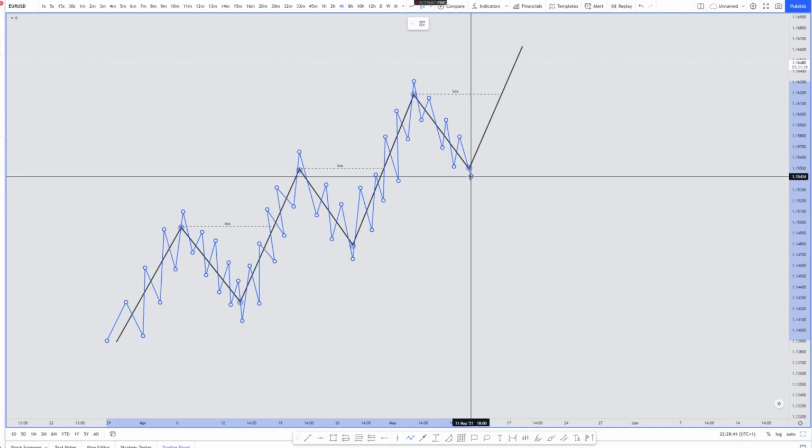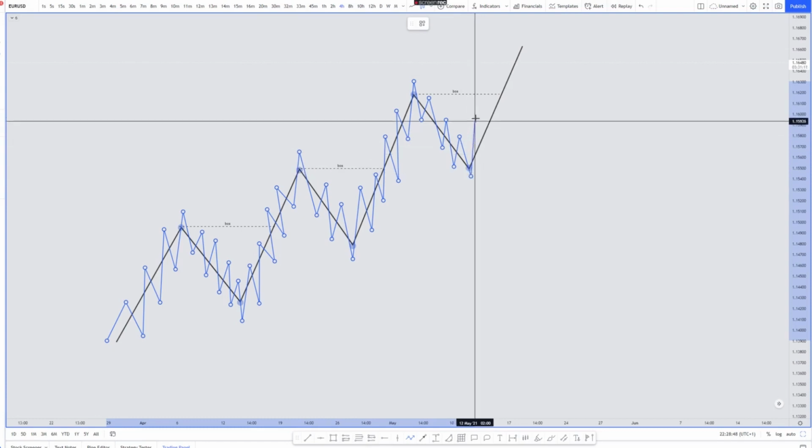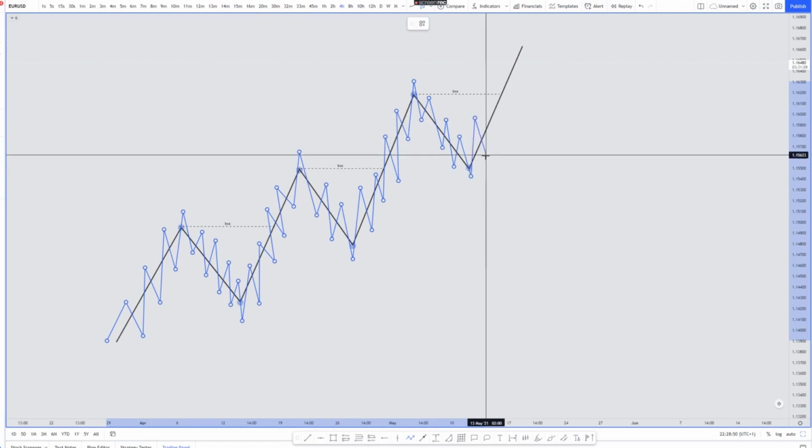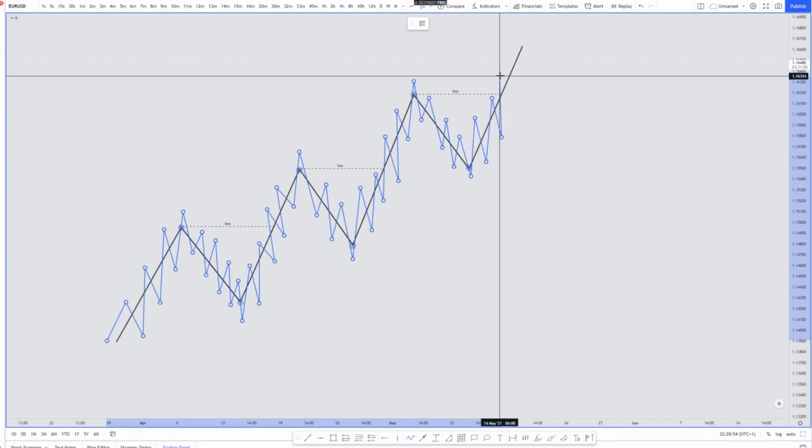And at some point, this pullback is likely to end. More often than not, relative equilibrium, but that's not guaranteed. So as the bullish trend resumes, we can now formulate trade plans of holding longer trades.